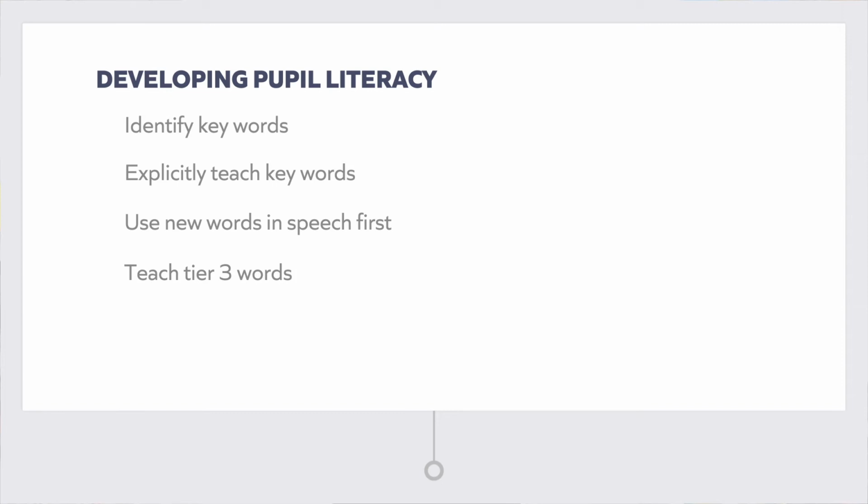Also, every subject has its own styles of writing. Pupils need to see a model of a particular type of text, and teachers need to identify its key features. Writing frames can be a useful tool to support pupils as they learn about different types of text.